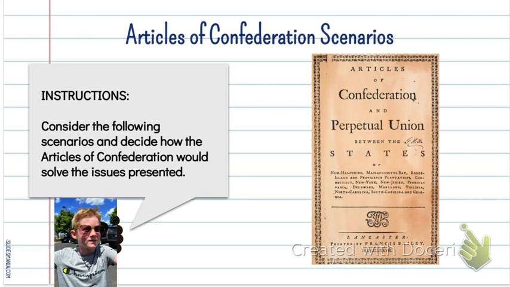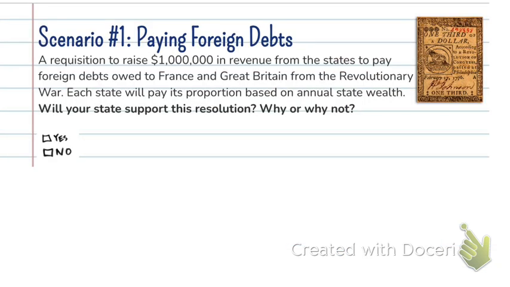Okay, so here's scenario number 1. You guys, we have debt. Lots of debt. We just fought a war. We owe money to Great Britain and to France. All right? So I am asking as Congress for the 13 states to provide me $1 million in tax revenue. The larger your state, the more you're going to owe. The larger your state and the wealthier you are, you'll pay more than the states who are poor.